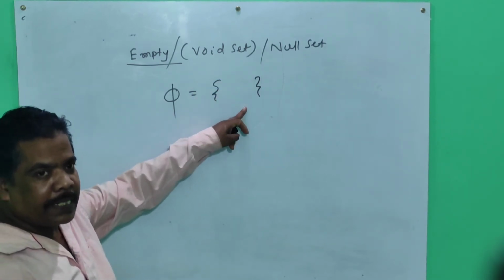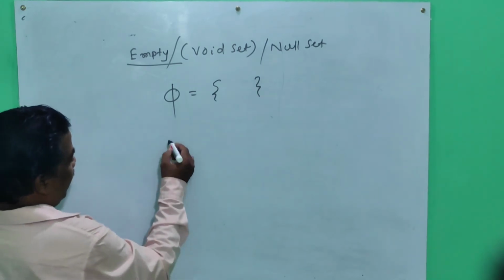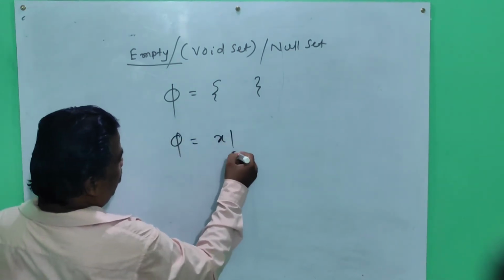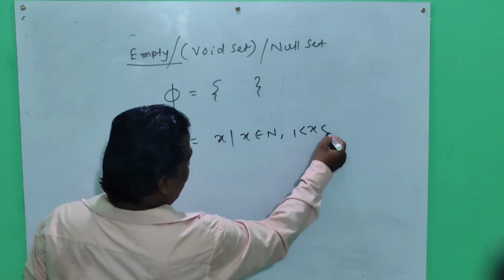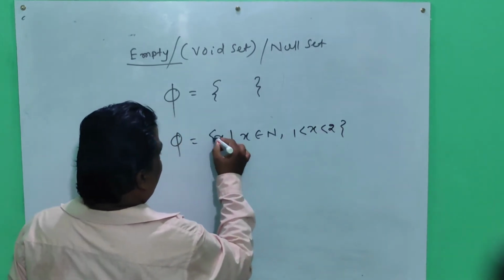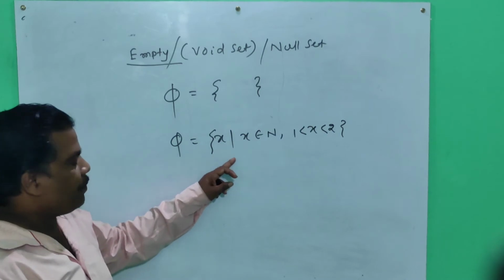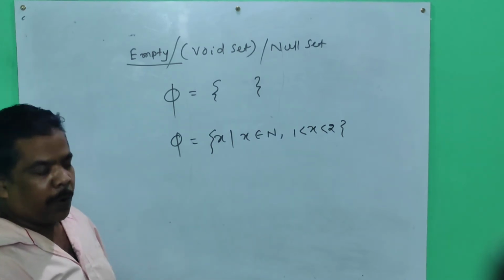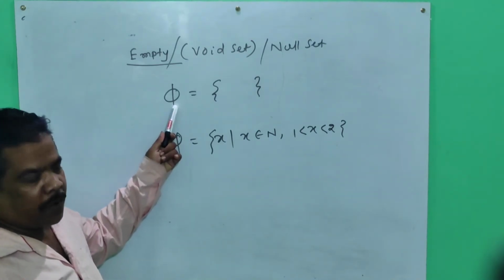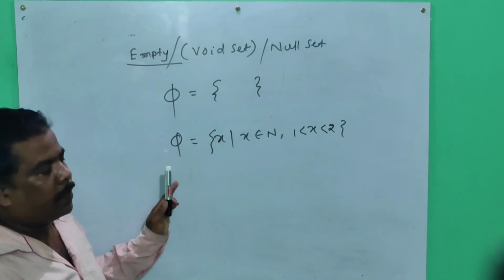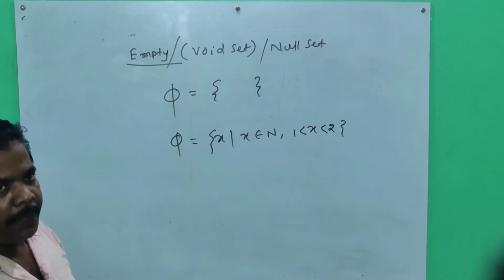We express this in the form of a list or rule form. Again we write phi is equal to {x such that x belongs to N and x is greater than 1 and less than 2}. Here the set is also phi. Now we express the null set in two ways: first is list form, second is rule form. So we know the empty set, void set or null set has no element.